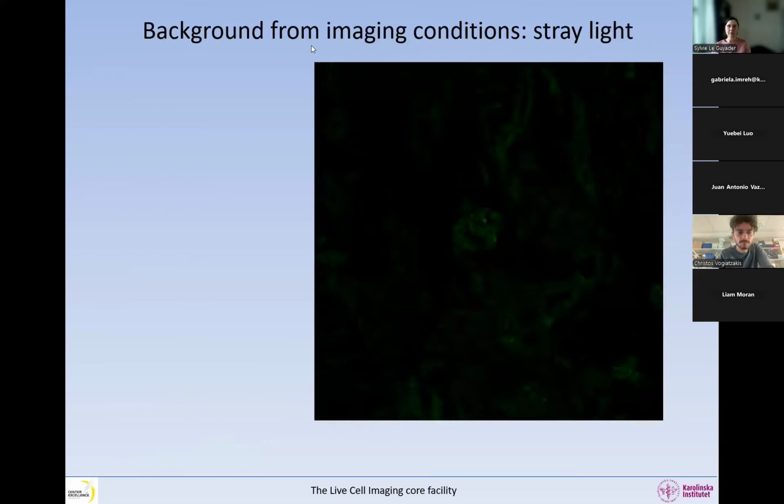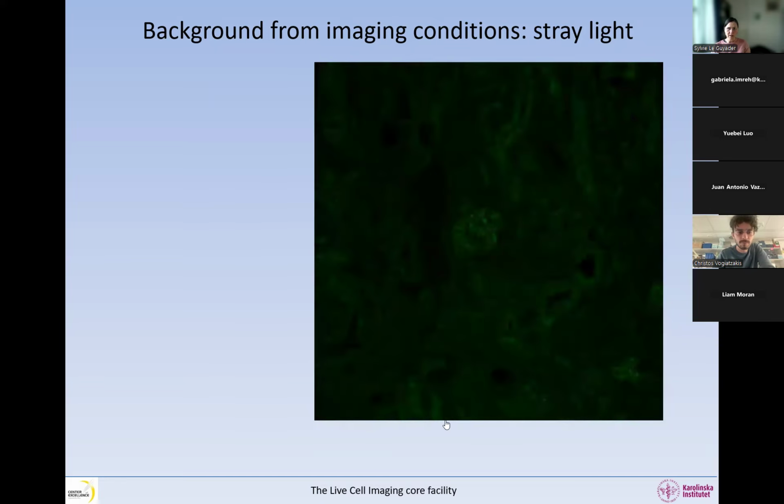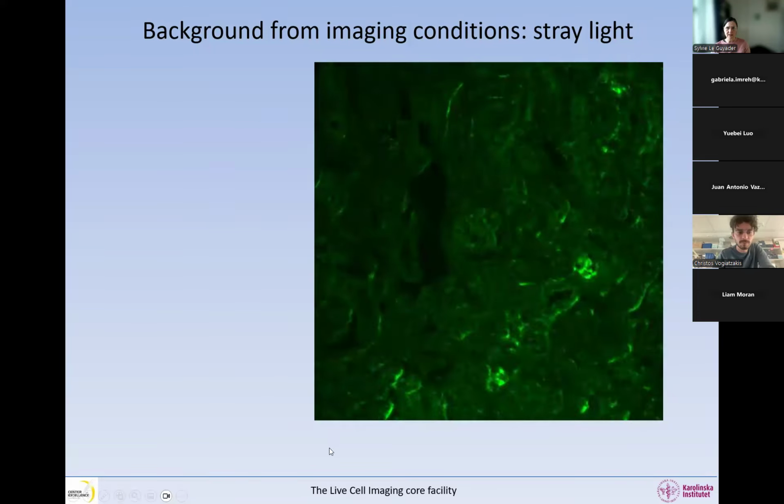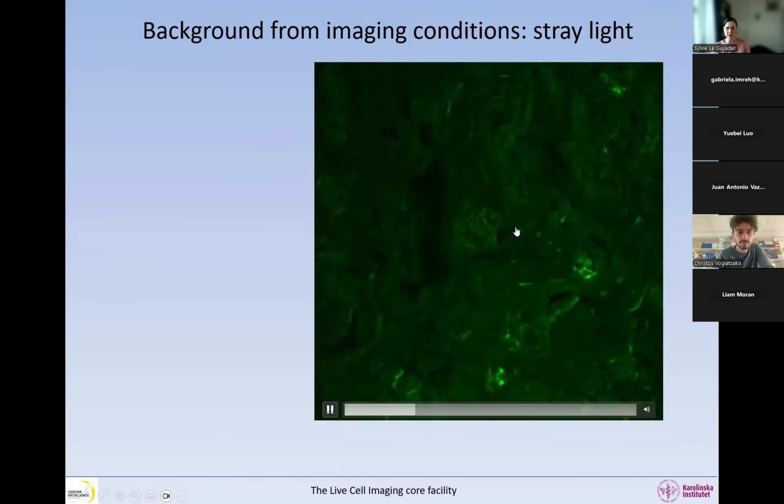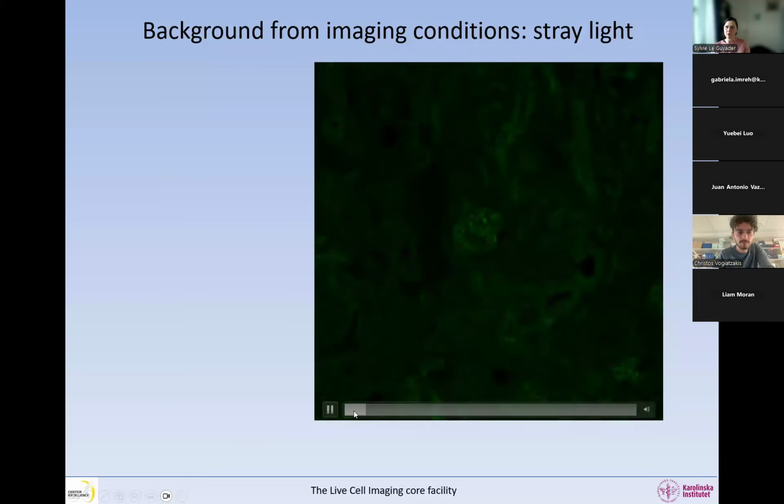Now, background from the imaging conditions, what can that be? One of them can be stray light. So what is stray light? I hope that you can see a little something here. Is this specific signal? It's very dim, a little bit of green signal here. And then if I do this, what is that? Is this specific or not? Now we see a little bit of green in here, but then suddenly we see tons of stuff. What is that?